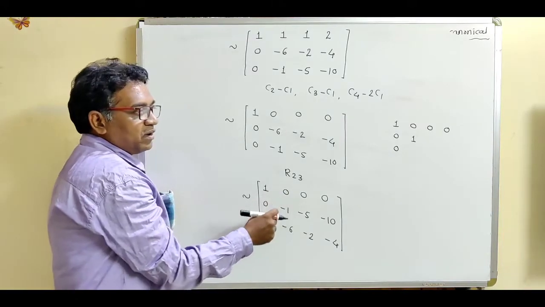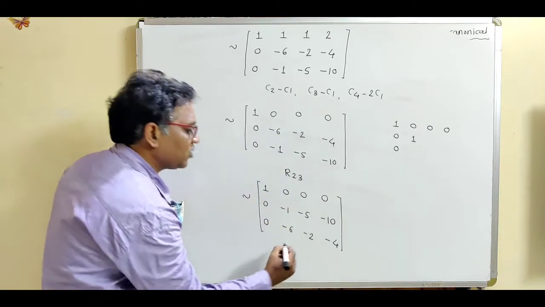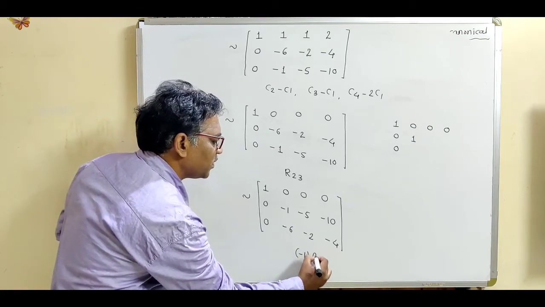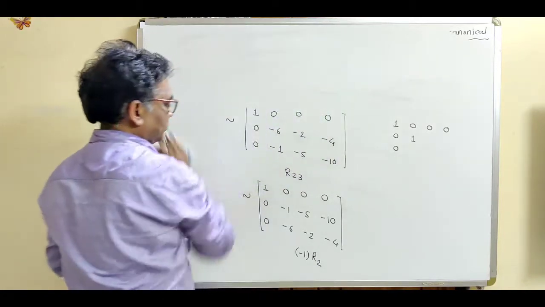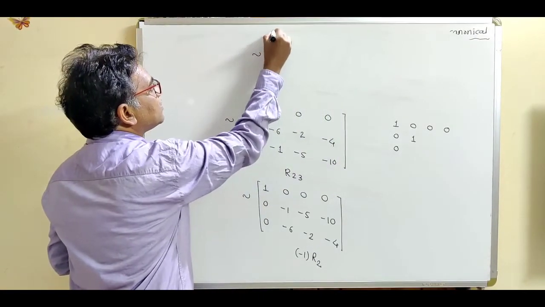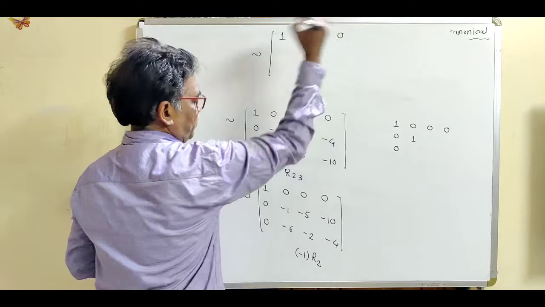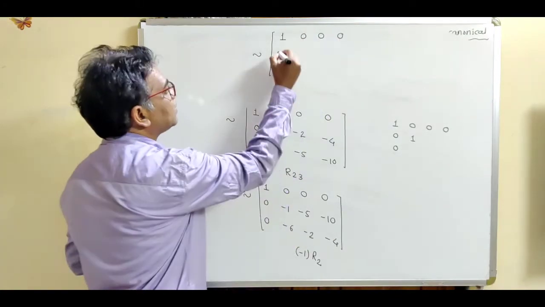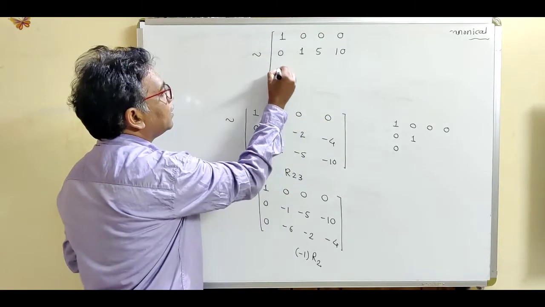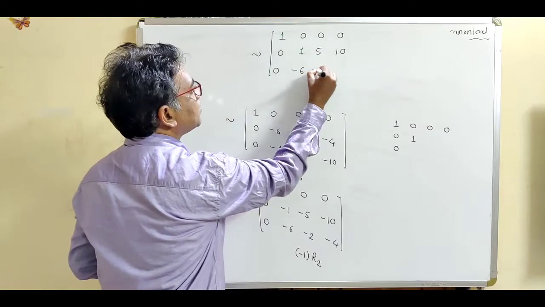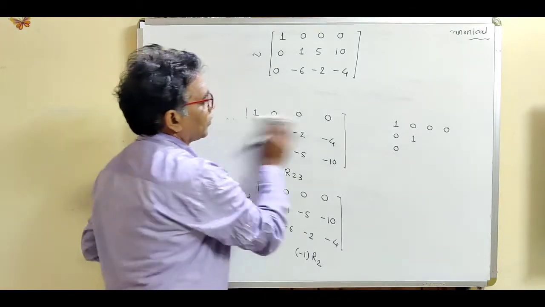So we get here minus 1. We require the element to be 1. So just multiply this second row by minus 1. So use this elementary operation, minus 1 times R2. So write down this transformation matrix. 1, 0, 0. Multiply the second row by minus 1. So this is 0, 1, 5, 10, 0, minus 6, minus 2, and this is minus 4.